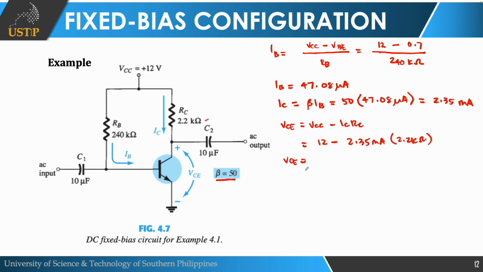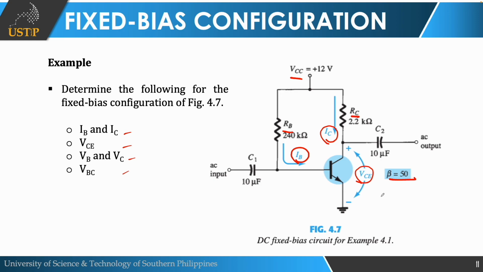Okay, we can get a VCE equal to 6.83 volts. Alright, and then the next one is to get VB. Now, VB, we already proved a while ago that it is just equivalent to VBE in this configuration because VE is equal to 0. So VBE is equal to 0.7, so it's also equal to VB. And VC is still equal to VCE, which is just 6.83 volts.